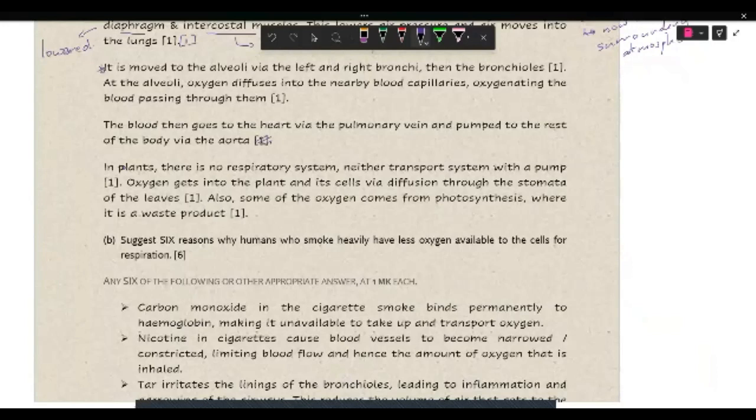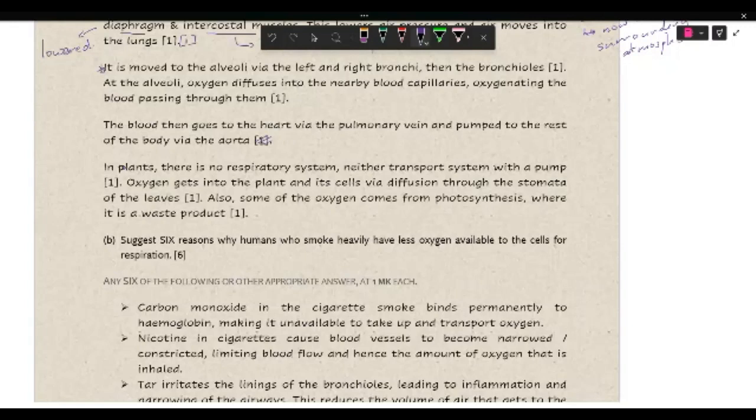So it's saying that, okay, in plants, unlike, and the implied, unlike mammals, unlike us, they don't have a respiratory system and they don't have a transport system with a pump. Now, notice I make sure to emphasize with a pump, right? Because remember, there is a type of transport system that exists in the plants. You have your xylem and the phloem. However, they do not have a pump like what you'd find in human beings with the heart. So that is the big difference there, right?